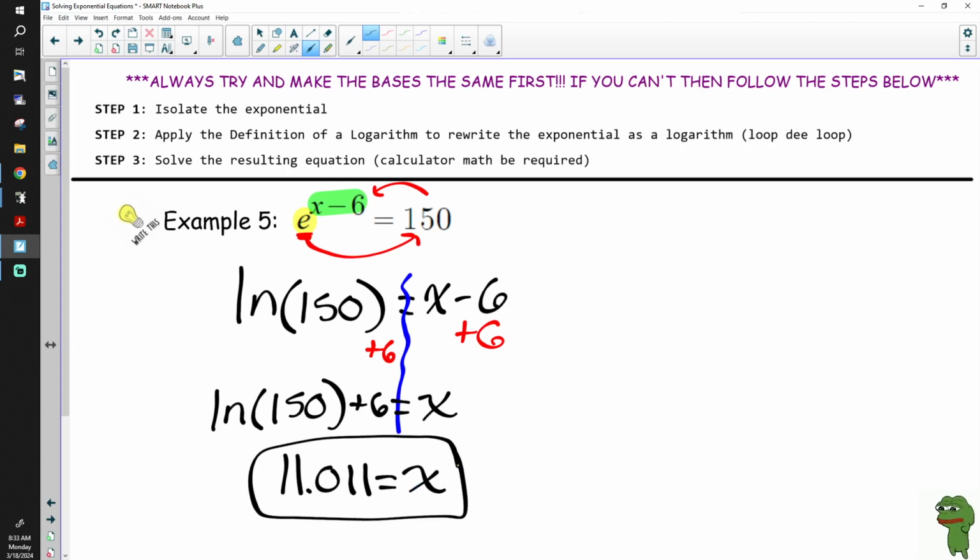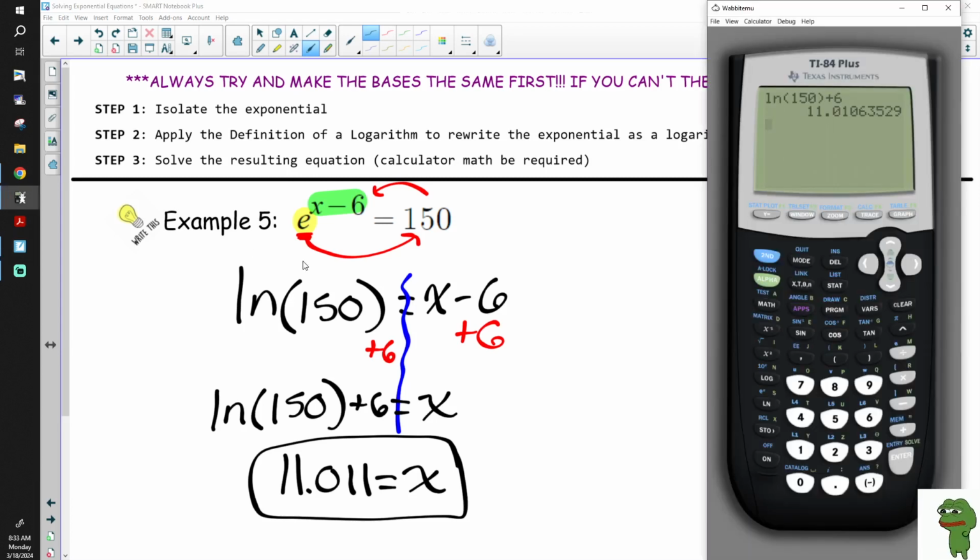And look, we can even check our answer. We rounded, so it's not going to be perfect. If I were to take 11.011 and put it back in for x, second e to the power of 11.011. Now, do you have to do this? No, but I want to know if my answer is right. Minus 6. This should get me really close to 150.